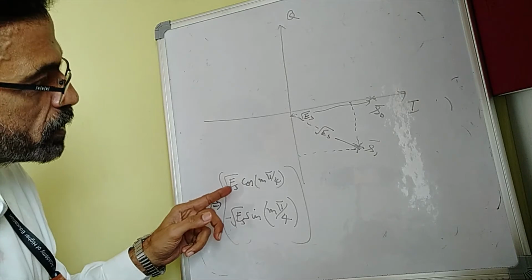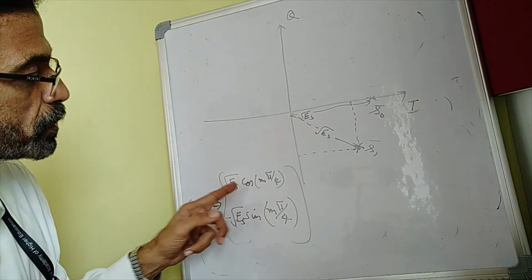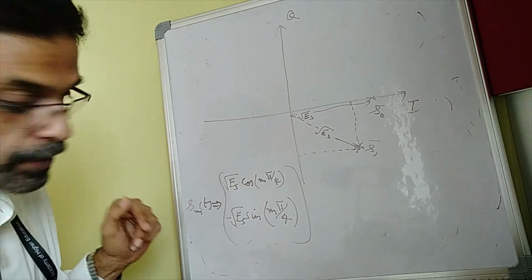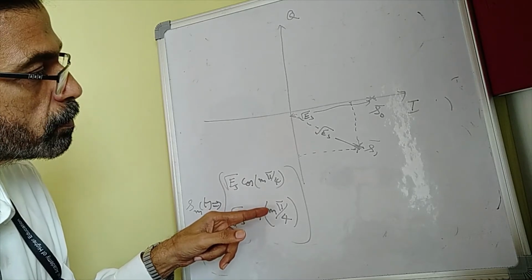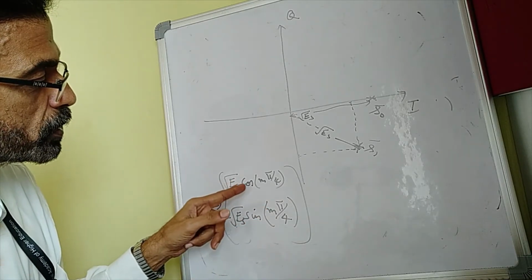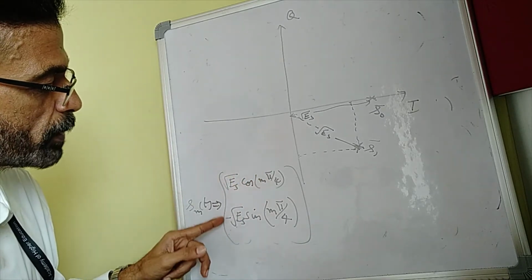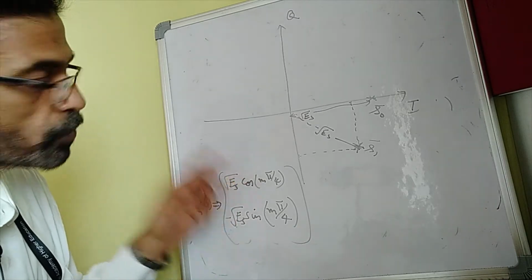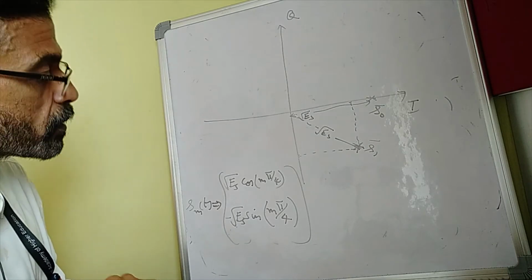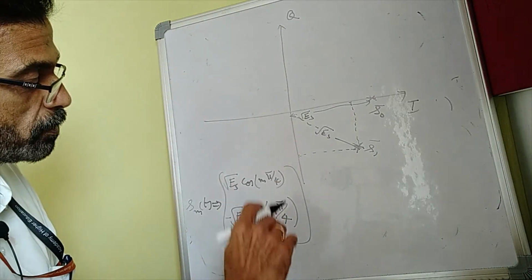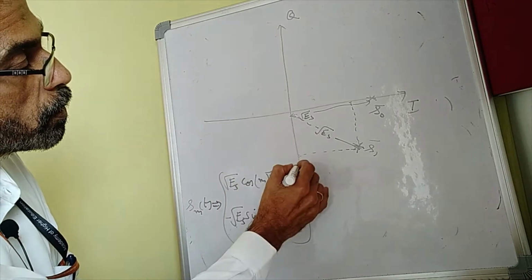And then we have m equal to 2. So S2 will be root Es cos pi by 2, minus root Es sin pi by 2. Cos pi by 2 will be 0 and sin pi by 2 is 1, so that gives us 0 and minus root Es, that will be here.